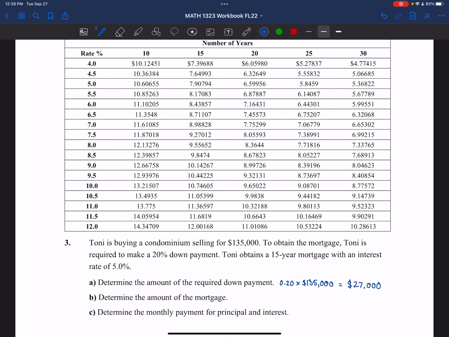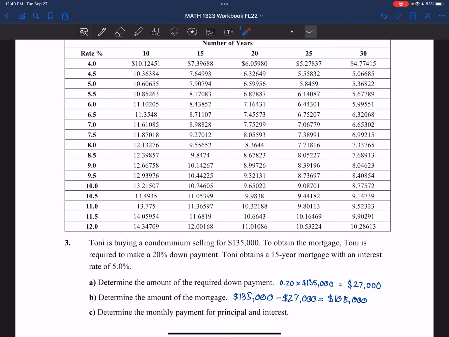So Tony has to give whoever's selling the condominium $27,000 before the bank will even originate this loan, which has its own fees and things like that. The amount of the mortgage is how much it initially cost, but Tony paid $27,000, so all that is left for Tony to pay is $108,000. That money didn't just disappear. Well, it did from Tony's pocket, but it got him some equity in the house, which is the technical word. So this down payment is considered $27,000 in equity in the house.